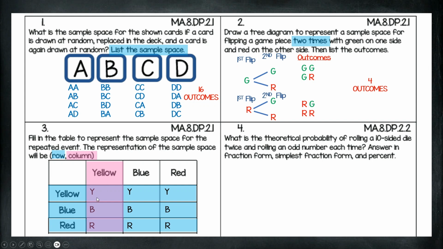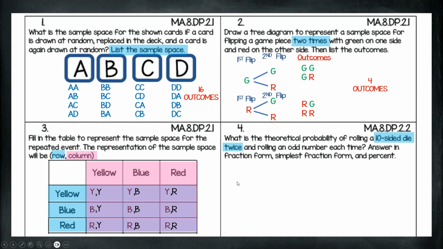So we have yellow. So we would have YY, BY, RY. Then we would go to our blue column, YB, BB, RB. And then our red column, YR, BR, and RR. When you have to do this on the FAST, if they are specific about how they want the rows or the columns, be sure that you are listing it correctly and that you know what a row is and what a column is.